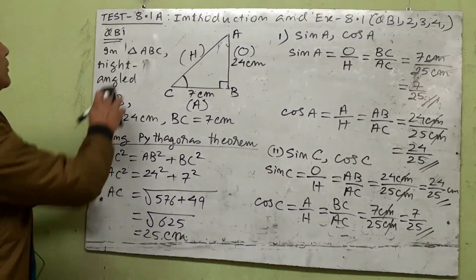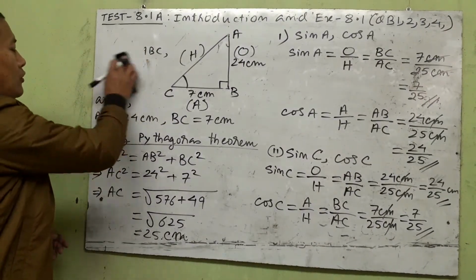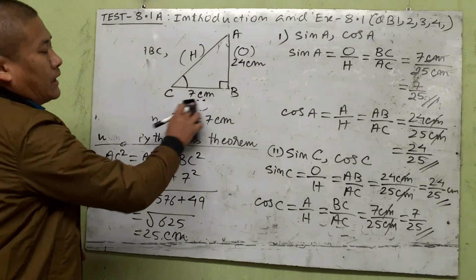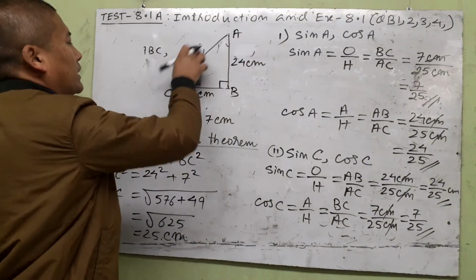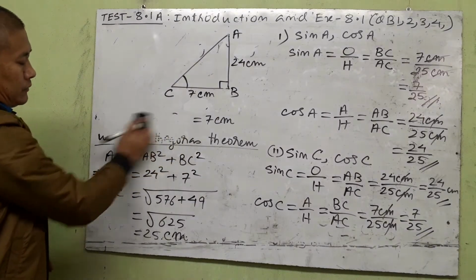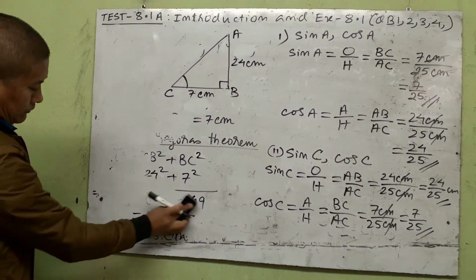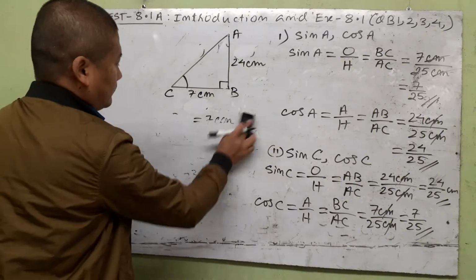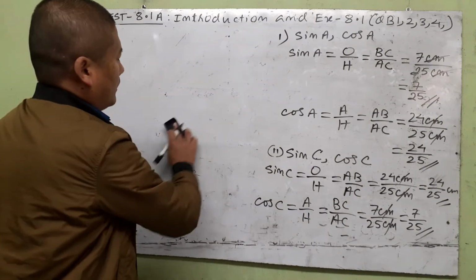Now let's go to B2. I hope you're getting it right. Don't mark this A, O, and all, okay? I'm doing it for explanation. You don't need to mark. Okay, let's go to B2.